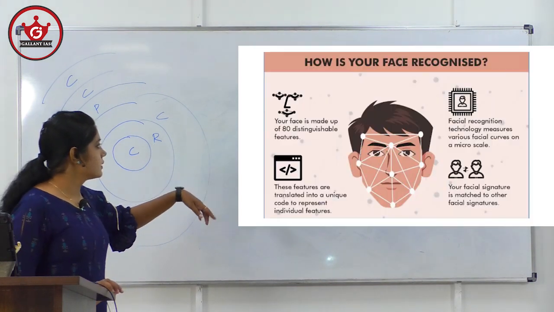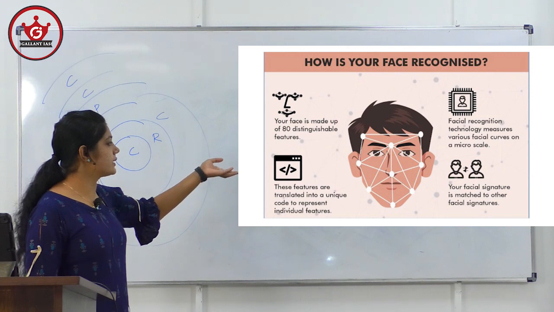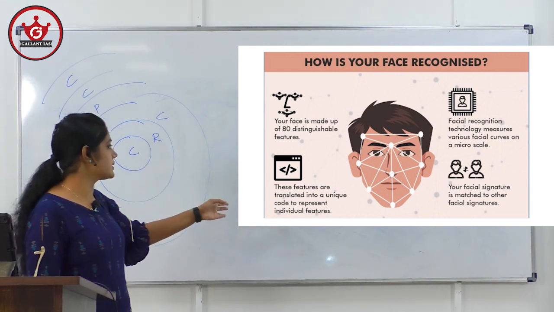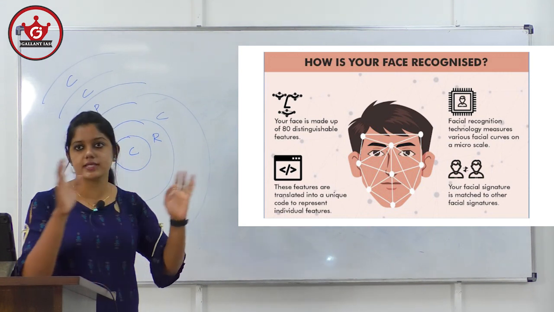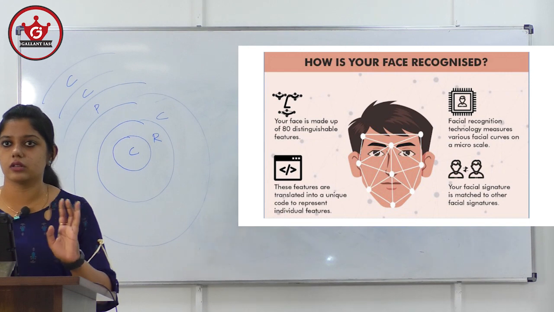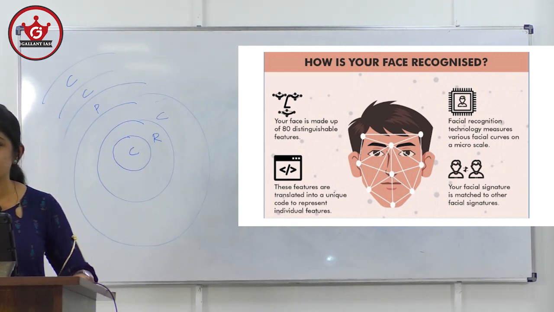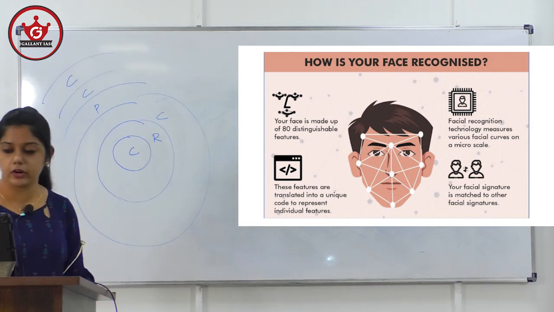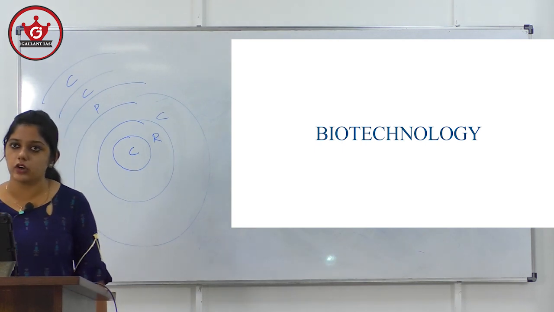See the figure. Your face is made up of 80 distinguishable features. Facial recognition technology measures various facial curves on a micro scale. These features are translated into a unique code. Your facial signature is matched to other facial signatures, similar to fingerprinting. This can be asked because in Kerala and elsewhere, it is now being implemented. Face recognition technology, important.